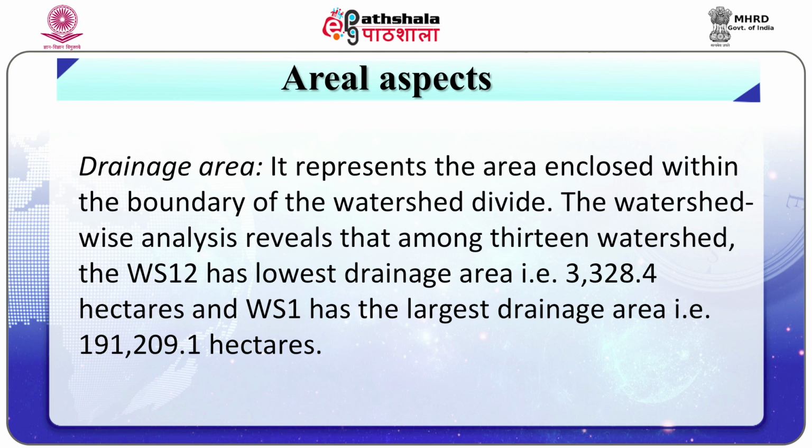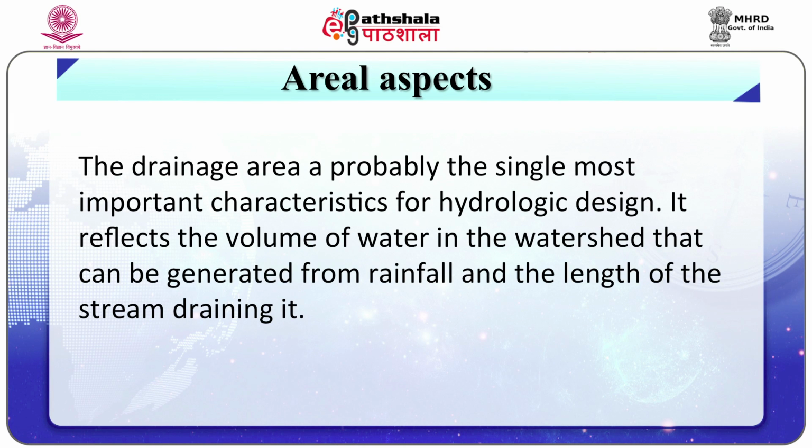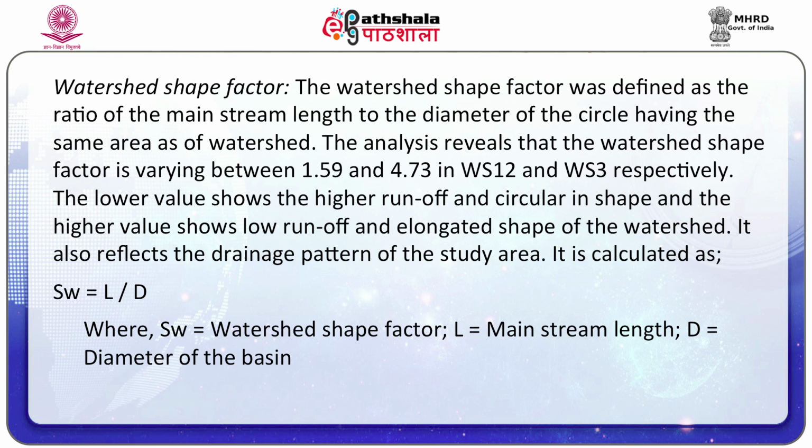The watershed wise analysis reveals that among 13 watersheds, watershed 12 has the lowest drainage area, that is 3,328.4 hectares, and watershed number 1 has the largest drainage area, that is 191,209.1 hectares. The drainage area is probably the single most important characteristic for hydrologic design. It reflects the volume of water in the watershed that can be generated from rainfall and the length of the stream draining it. Watershed shape factor.